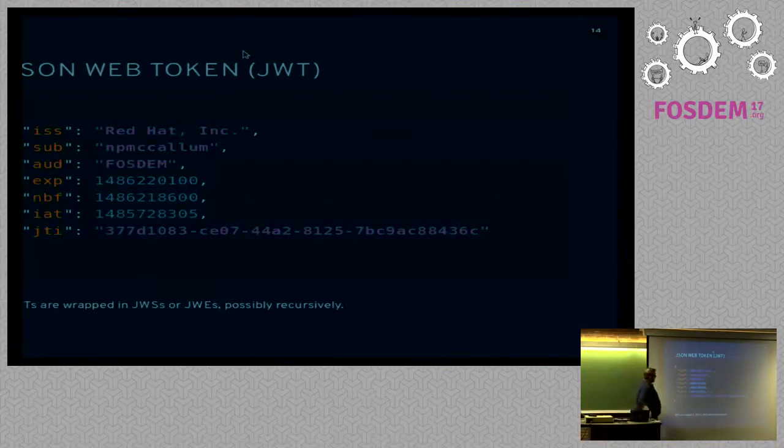We also have something called the JSON Web Token, JWT. And so this contains the actual information on the inside. If you wanted to make claims about a certain entity, there's a standard way to do that. So we have the issuer here. I work for Red Hat, so that's me. There, I'm the subject. The audience is you at FOSDEM. Expiration time, not before, and issued at. And then finally, an ID for the particular token.